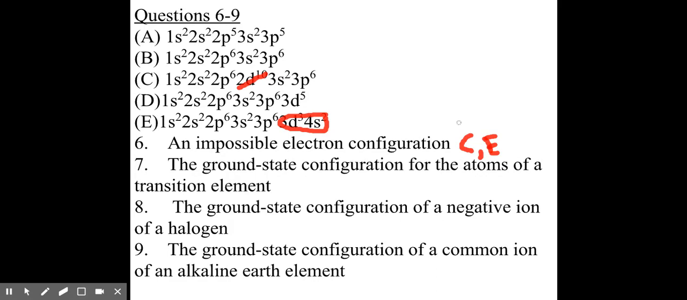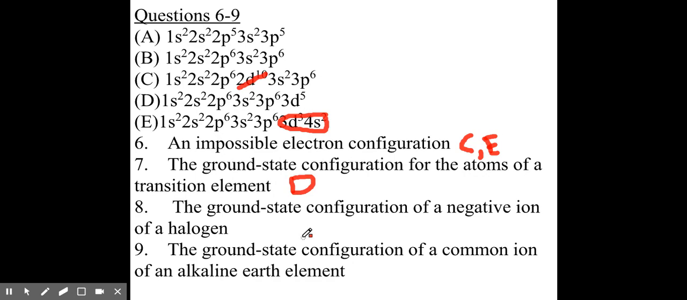Number 7 asks for the ground state configuration of the atoms of a transition element. Well, that's going to end in a d orbital, and that would be this one right here, 3d5. So answer letter D has 3d5, so that 7 is D.